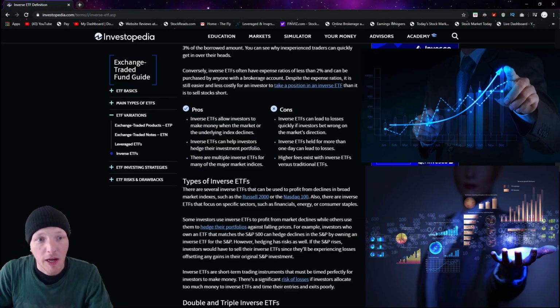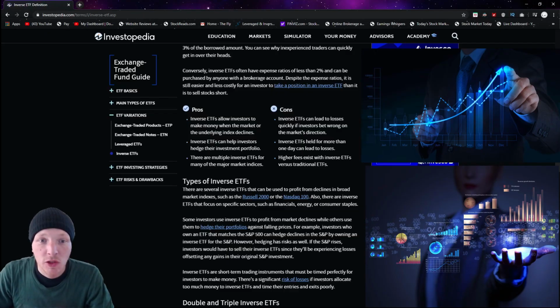The pros. Inverse ETFs allow investors to make money when the market or the underlying index declines. Inverse ETFs can help investors hedge their investment portfolio. There are multiple inverse ETFs for many of the major market indices. Now let's go over the cons.